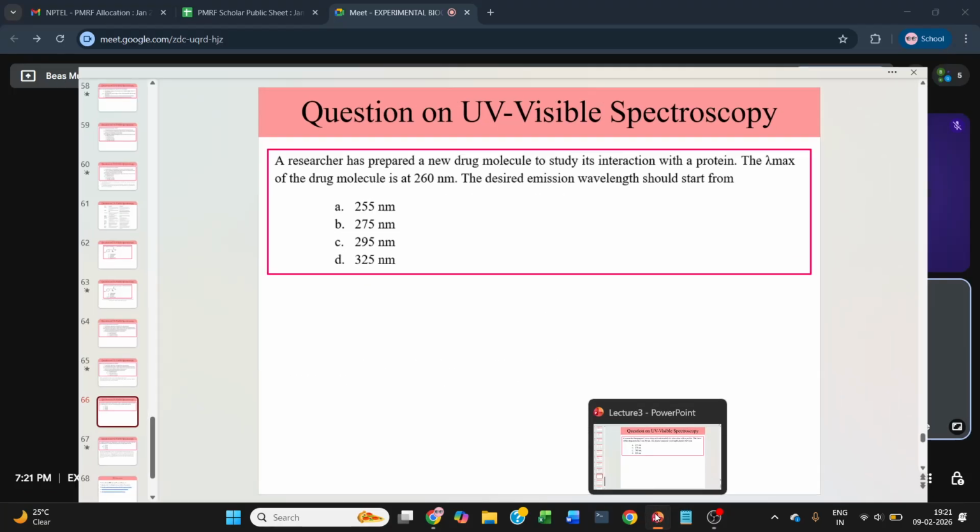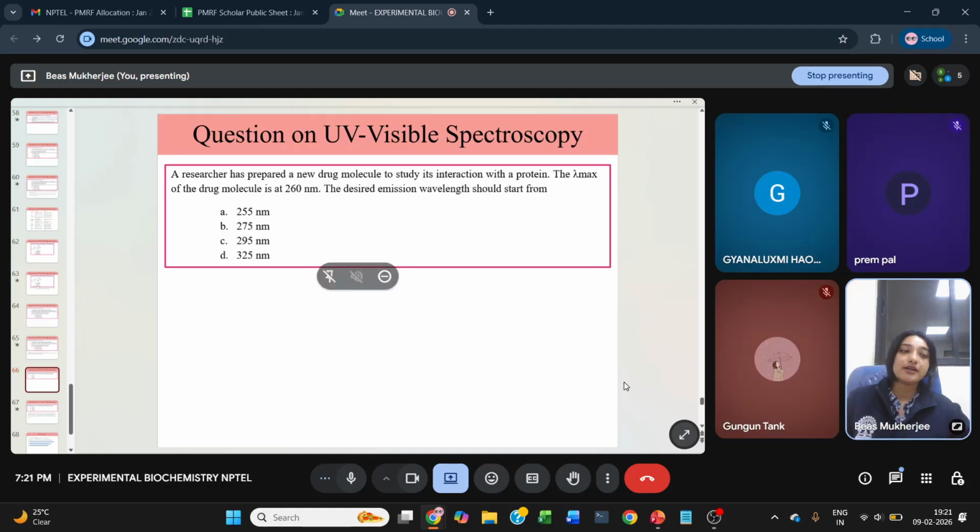Acha. So now, this is our last question, right? So we have almost come to the end of the class. A researcher has prepared a new drug molecule to study its interaction with a protein. The lambda max of the drug molecule is at 260 nanometer. The desired emission wavelength should start from what? So this person knows that the lambda max is 260 nanometers. So from where to where should its range be? So the starting wavelength of emission should be what?